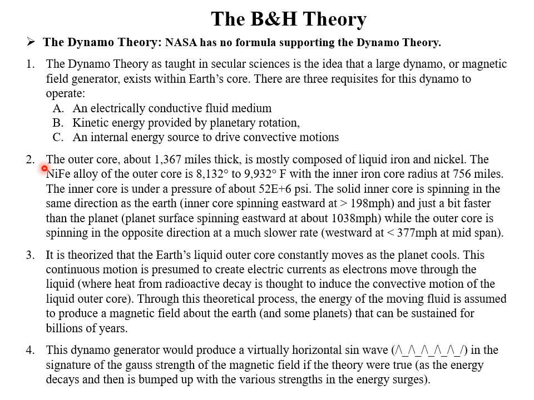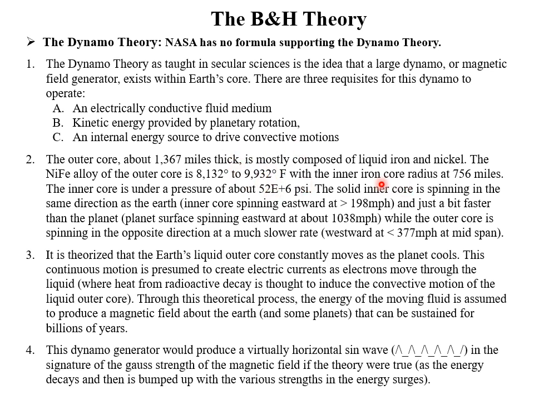The inner core being solid iron, and the outer core being liquid iron. So the outer core, which is about 1,367 miles thick, is mostly composed of liquid iron and nickel. The nickel iron alloy of the outer core is approximately between 8,132 degrees to 9,932 degrees Fahrenheit, which is almost the actual surface temperature of the sun.